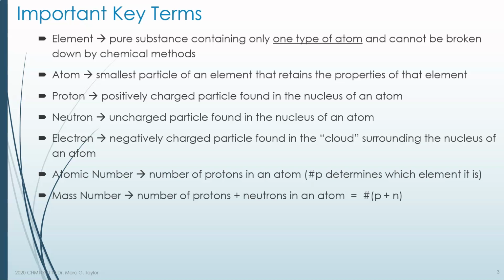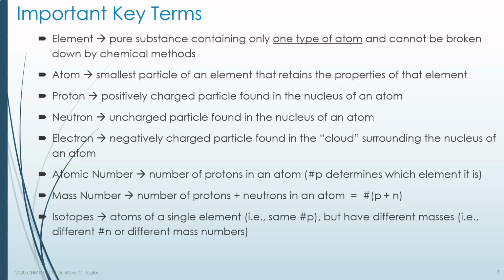This is not exactly the mass, it's just a quick way of calculating roughly the mass of the atom by adding up how many protons and neutrons, because they weigh about the same, they have roughly the same mass, and you just count them up. Isotopes are atoms of the same element, which means they have the same number of protons, because that's the only thing that determines which element they are, but they have different masses. And the only way to get different masses is to change the number of neutrons.